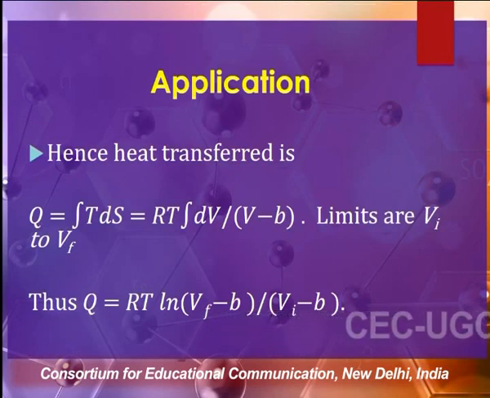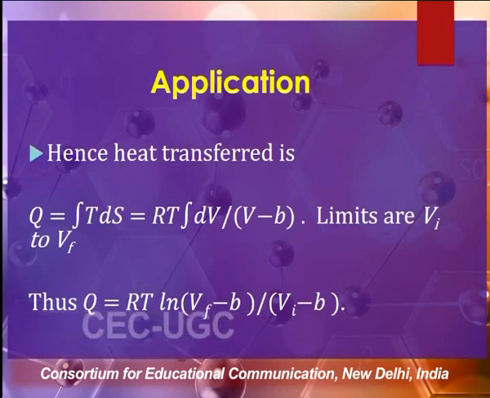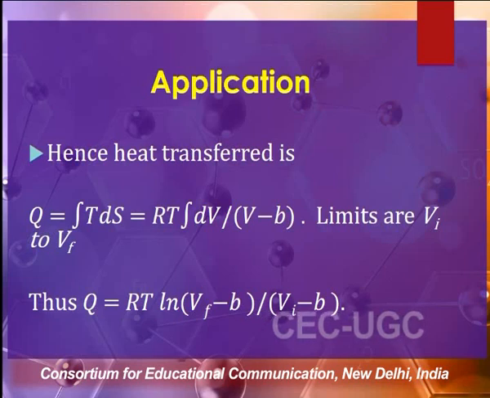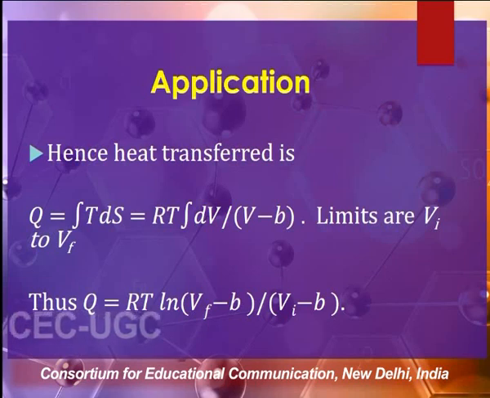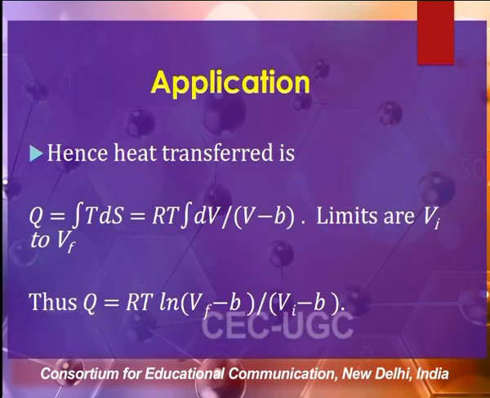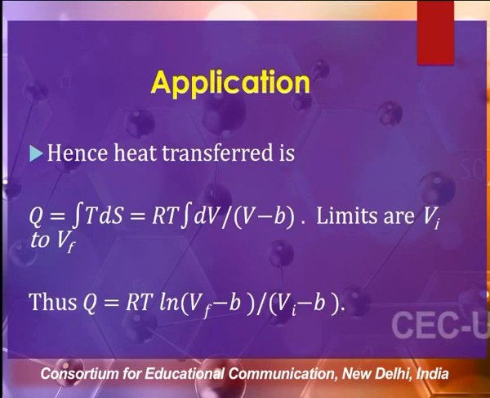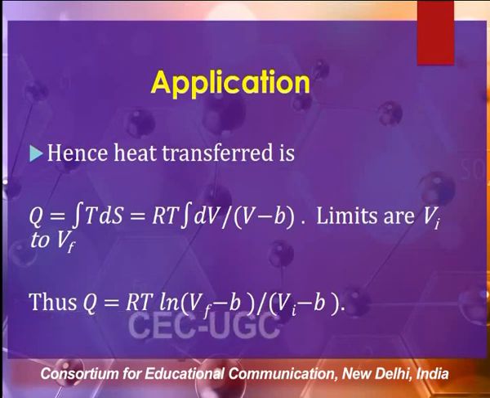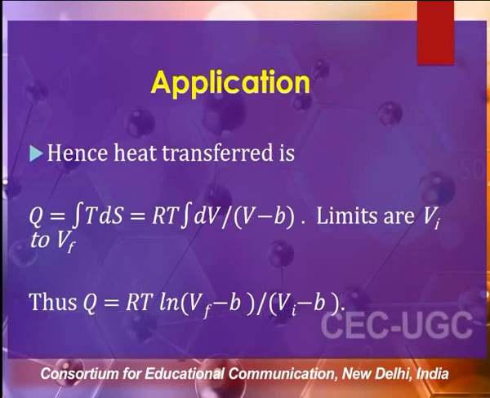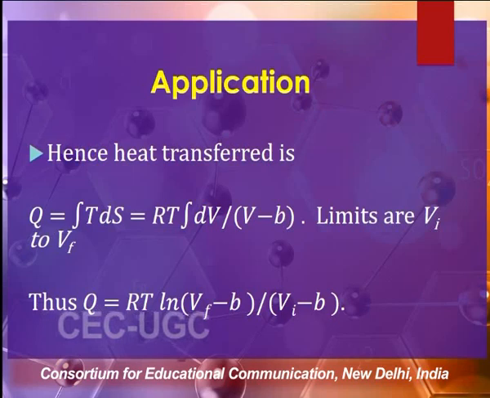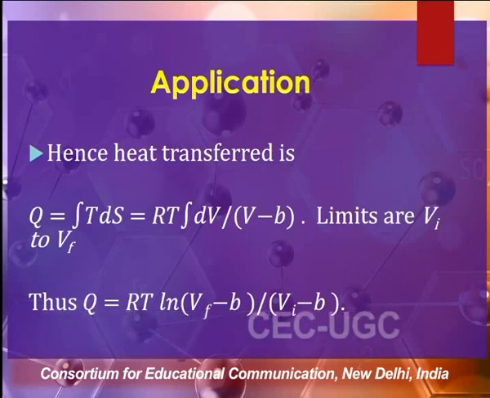Hence, to calculate the heat transferred, we will take the integral of TdS. So, what do we get? We get Q is equal to integral TdS is equal to RT integral dV/(V minus b). The limits of integration would be Vi to Vf. So, putting the limits and evaluating the integral, we get Q is equal to RT log of (Vf minus b)/(Vi minus b). So, this was the first TdS equation.